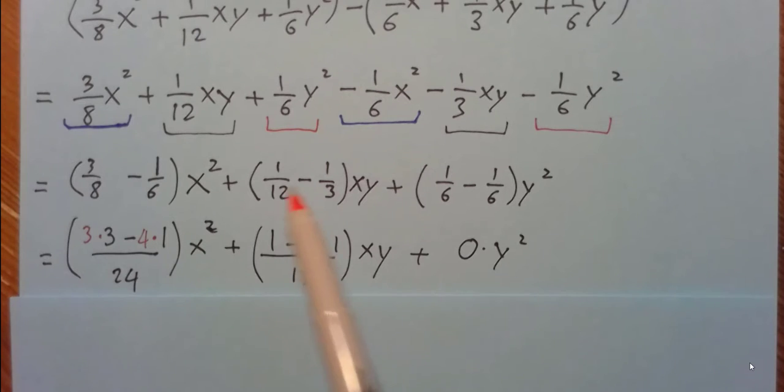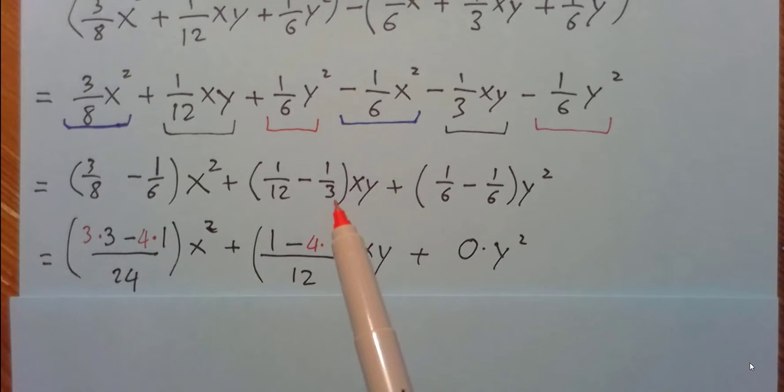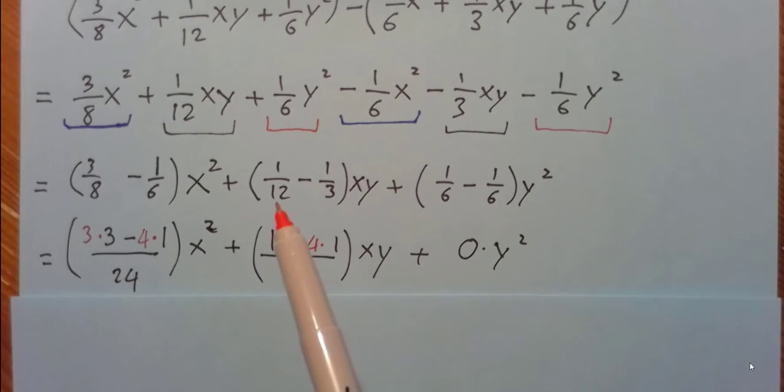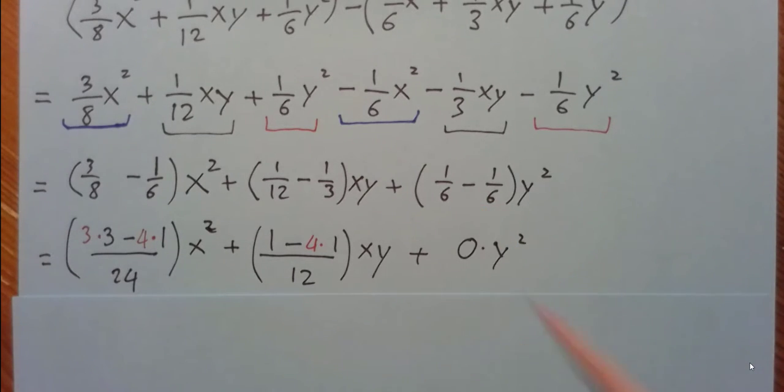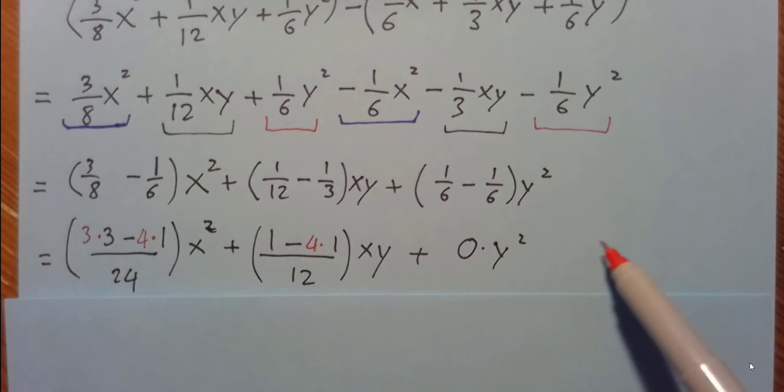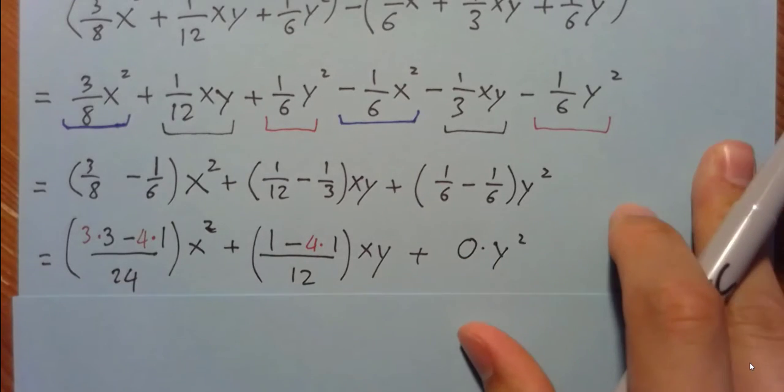And then the next two, 12 and 3, the LCD is 12. This is already 12, so you don't have to multiply by anything. But for 3 times 4 gives me 12, therefore 1 on the top needs to be times 4. And then 1/6 and minus 1/6, they are gone, right? Gives me 0 y squared. 0 y squared means nothing, 0.